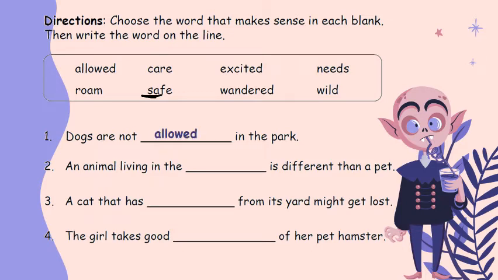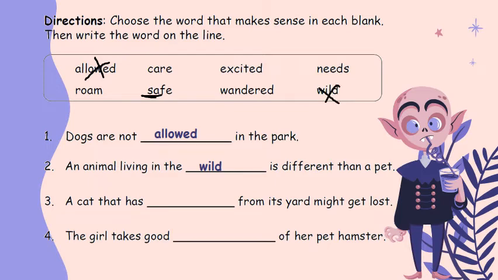Number two, let's cross out the word allowed. Number two, an animal living in the blank is different than a pet. An animal living in the wild is different than a pet. Let's cross out the word wild.